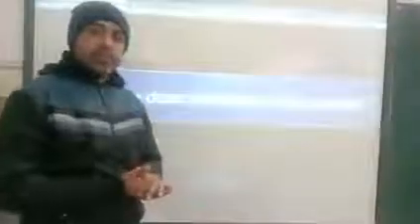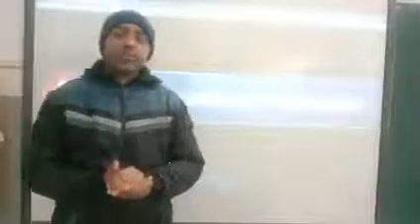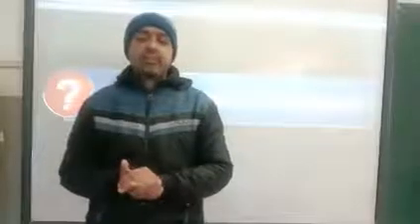So today we are going to discuss an important topic of this chapter, that is fertilization. So how does fertilization take place? If you remember, last day we had discussed that in humans it is internal fertilization, which takes place in the body of the female, in the fallopian tube or oviduct. So let us see how this fertilization takes place in the female's body.